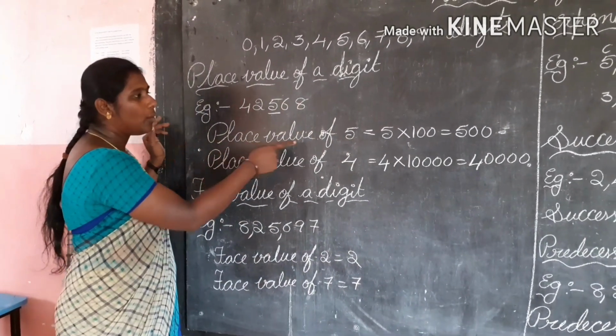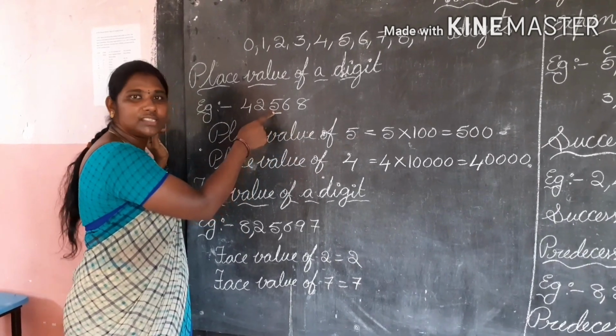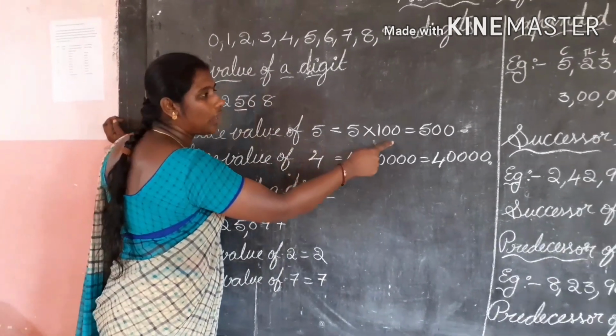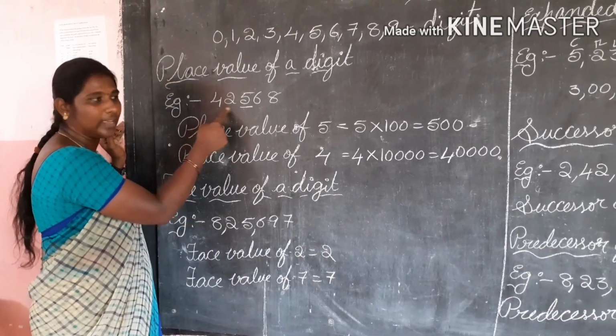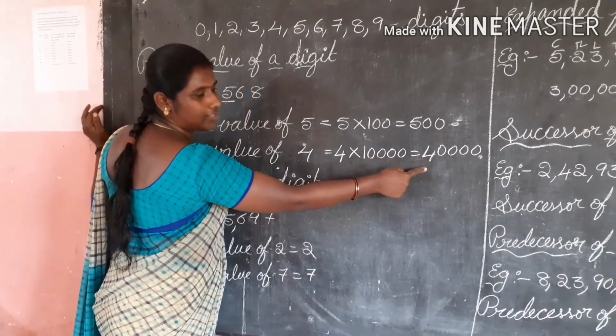Suppose here, what is the place value of 5? 5 is in the hundreds place, then 5 into 100 is 500. Next, the place value of 4: 4 is in the 10,000 place, 4 into 10,000 is 40,000.